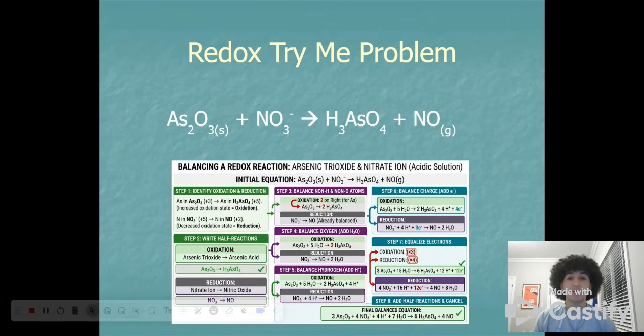Step 8 is to add the half reactions and cancel the common terms. So cancel 12 electrons from both sides, cancel 12 hydrogen ion from the right, leaving 4 hydrogen ion on the left, or 16 minus 12. Cancel 8 water from the right, leaving 7 water on the left, or 15 minus 8. For the overall balanced equation, 3 arsenic trioxide plus 4 nitrate ion plus 4 hydrogen ion plus 7 water yields 6 arsenic acid plus 4 nitric oxide. Checking the charges, on the left we have negative 4 plus 4 to get 0, and then on the right we got 0, so it's balanced.